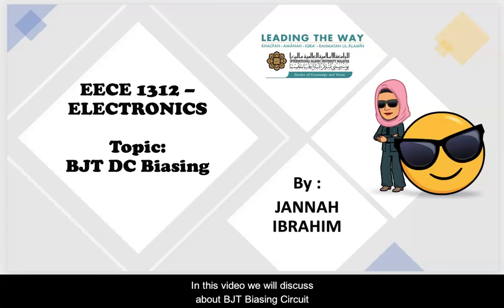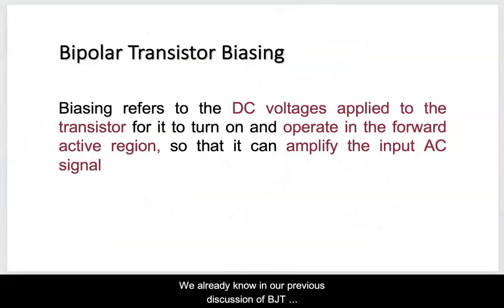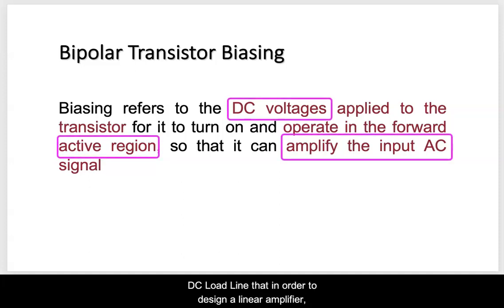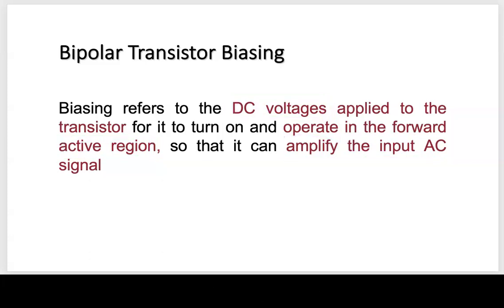In this video, we will discuss the BJT biasing circuit. We already know from our previous discussion of the BJT DC load line that in order to design a linear amplifier, we must keep the transistor in active mode and establish a midpoint bias where the Q point is centered on the DC load line, while coupling the time-varying signal, the AC signal, to the base.